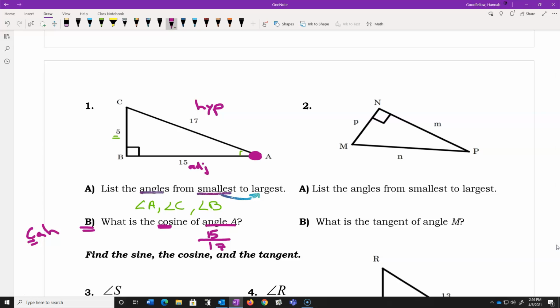But it could be possible to actually name what the tangent is. The tangent of angle M. Now, they want you to stand on M. You're like, oh, stand in this spot, okay?